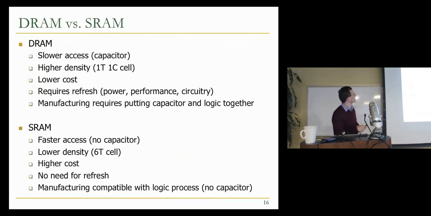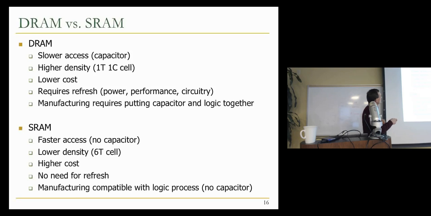Okay, this is kind of a summary. I'm not going into this in detail, but this shows a difference in technologies. DRAM is slower access, SRAM is faster. DRAM is higher density because it's smaller. SRAM is lower density because it requires 6 transistors. Sometimes this is called 1T, 1C cell, one transistor, one capacitor cell for DRAM. It's lower cost, SRAM is higher cost, and density and cost are highly correlated in memory.